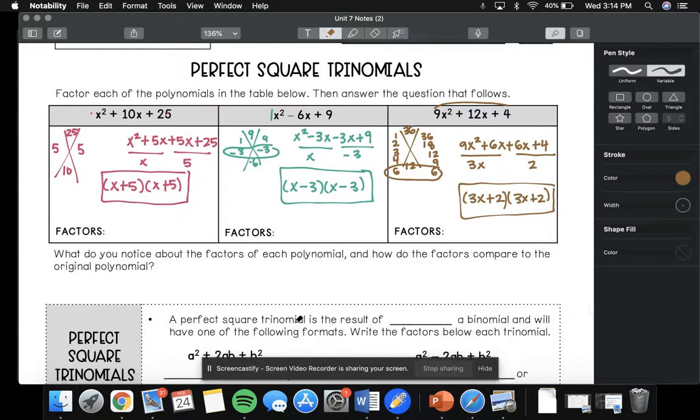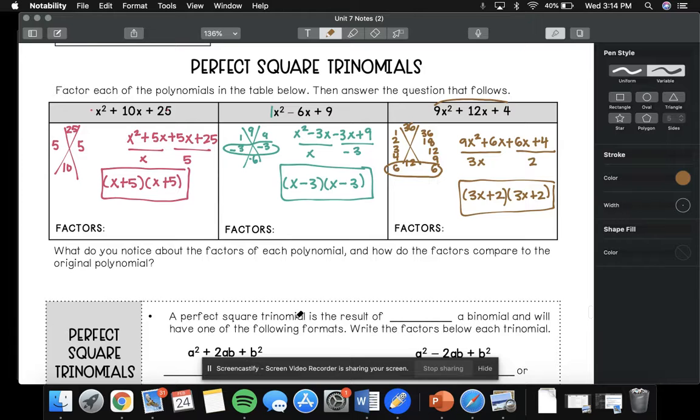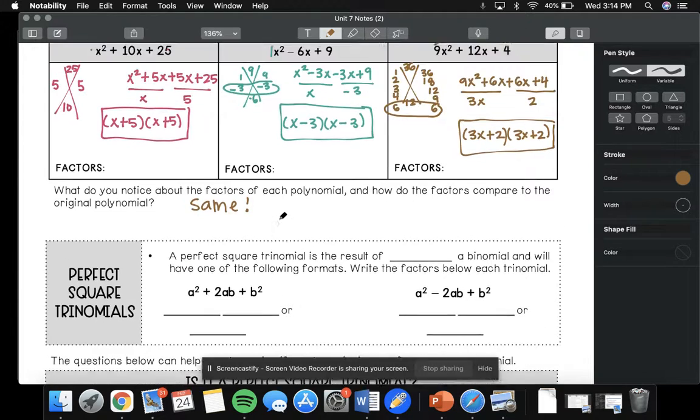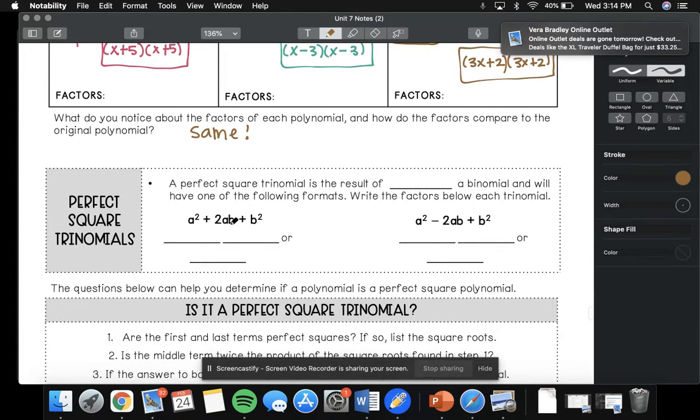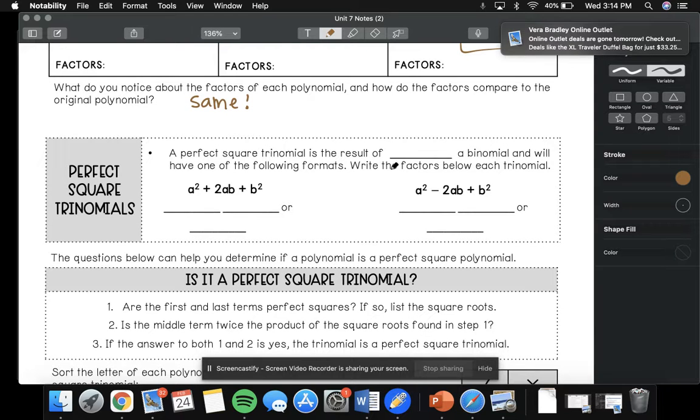All right. What do you notice about the polynomials or the factors of each polynomial? Well, it looks like they are the same each time. And how do the factors compare to the original problems? If we look back at the original problems, we notice that 5 times 5 is 25, and 5 plus 5 is 10. Same thing for this one: negative 3 times negative 3 is 9, and negative 3 plus negative 3 is negative 6. So a perfect square trinomial is the result of squaring a binomial, and we'll have one of the following formats.